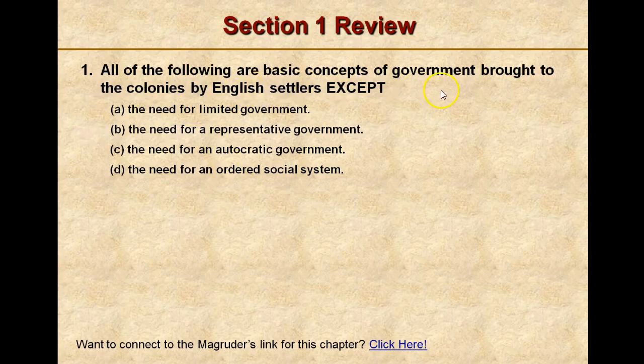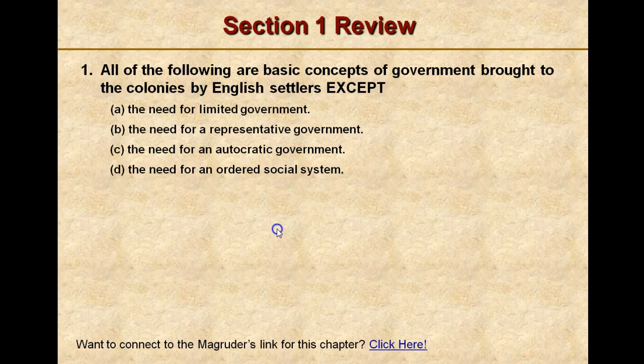All of the following are basic concepts of government brought to the colonies by English settlers except. So is it the need for limited government, the need for a representative government, the need for an autocratic government, or the need for an ordered social system? So go ahead and get out your cards and let's respond now. And hopefully we have all picked the autocratic government. Letter C is the one that the colonists were not using when they came over and started to set up their own colonies. They were looking for a limited government that's representative to have an ordered social system.